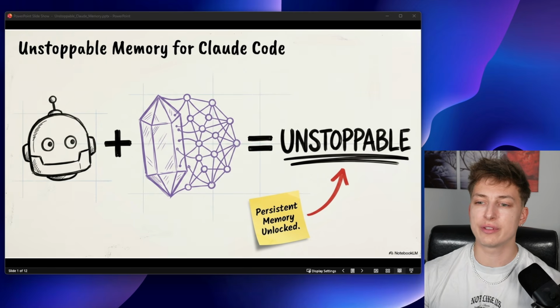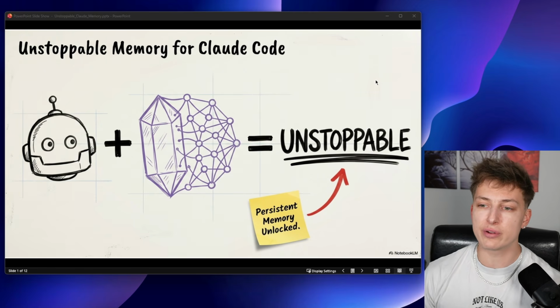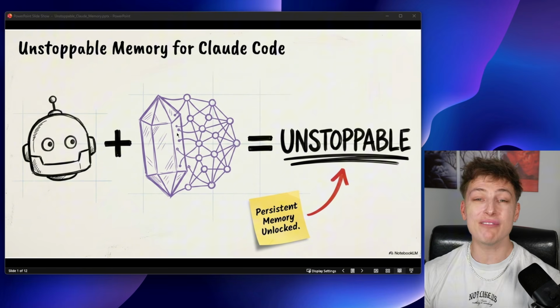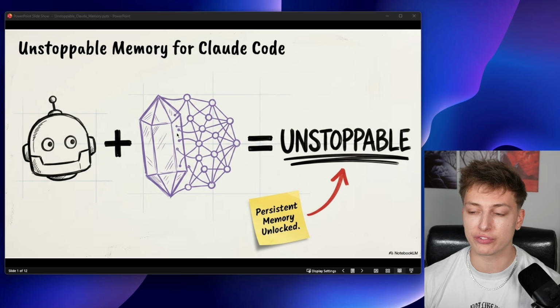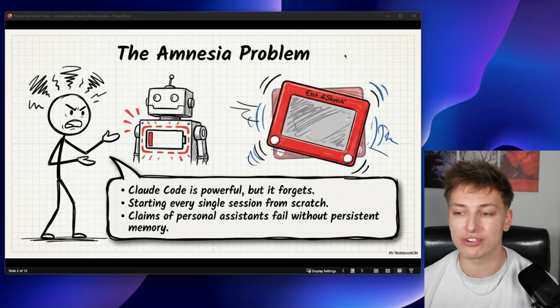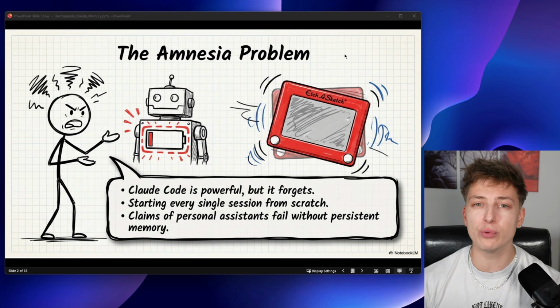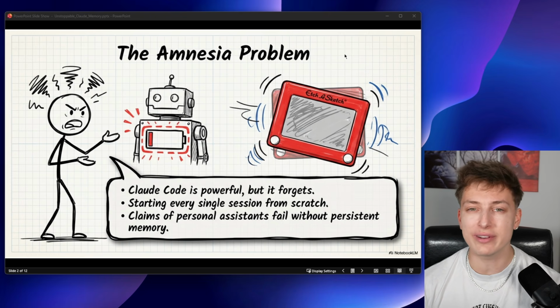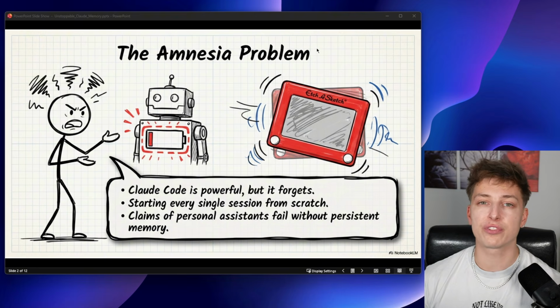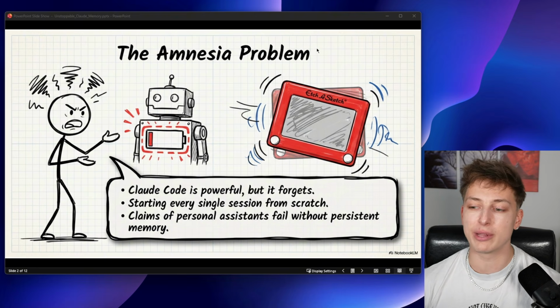Alright, so let me show you exactly what I mean. What we're trying to do here is create an unstoppable memory for Claude Code so that our AI agent can have as much context as possible. Now, what's even the problem with Claude Code right now? It basically has amnesia. It's one of the most powerful tools, but every time you talk to it, it forgets the context from what you previously did with it. Whenever you start a new session, it's always from scratch, which makes you have to re-explain a lot of stuff.